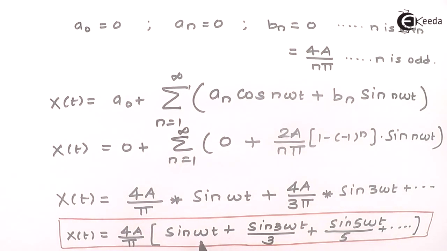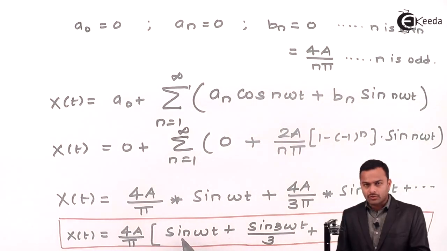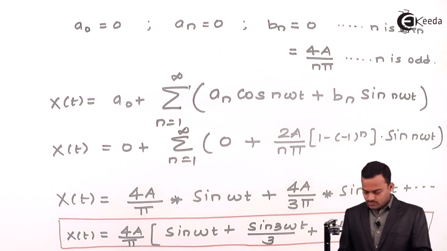Over here this term is a fundamental component because that I'll get after putting n equal to 1, and the remaining are nothing but the harmonics. So just an observation over here, I can say a fundamental component will be present with odd harmonics. So this is nothing but the trigonometric form of the Fourier series of x of t. Thank you.